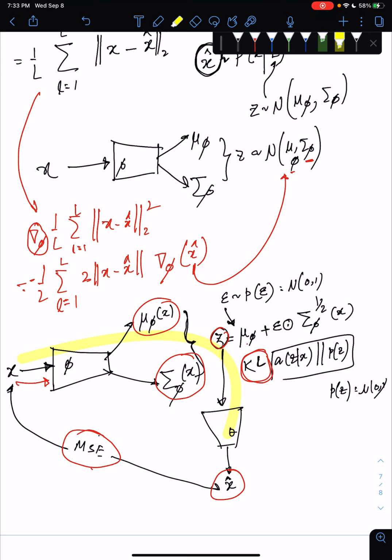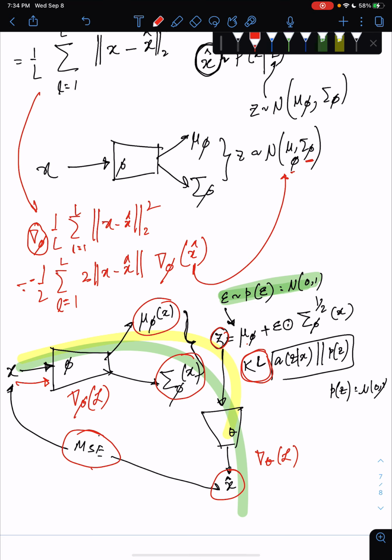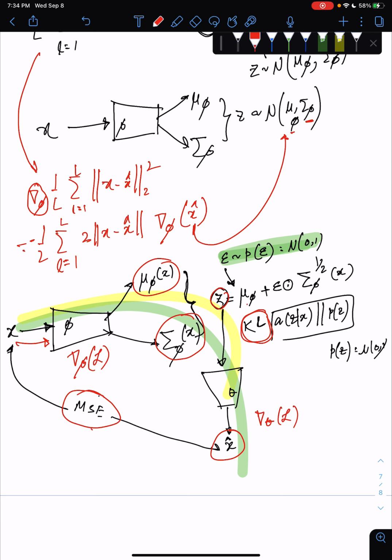And just because we did this reparameterization, we will be able to take the derivatives and do the back propagation. During the back propagation, we will be able to take the derivative of this and the derivative of this. So this, in short, is what is called a variational autoencoder.